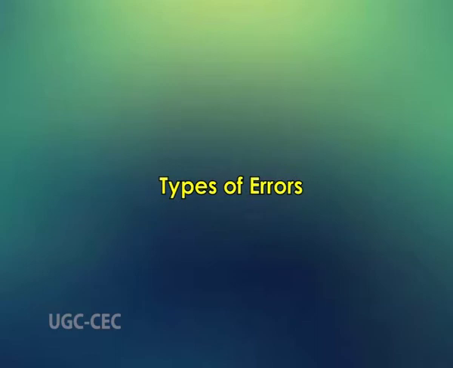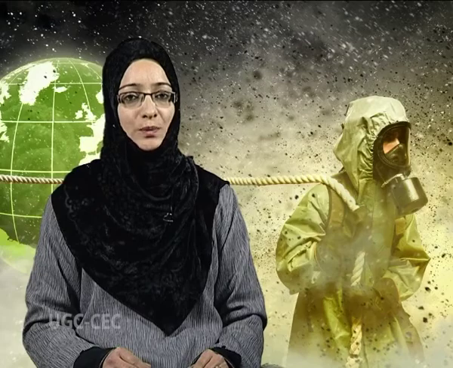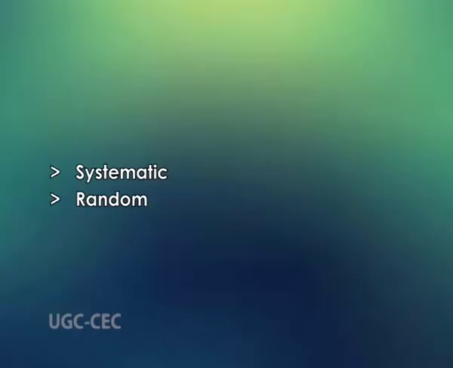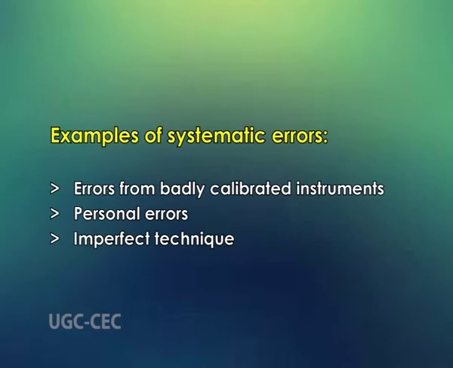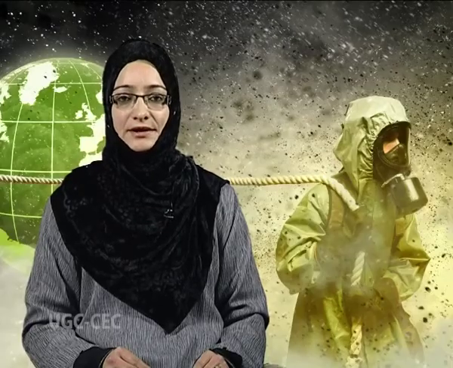Now, coming to the types of errors. There are many types of errors, but they are usually grouped into two broad categories, systematic and random. Systematic or determinate errors are those that affect all the results in the same way. Examples of systematic errors are: first, errors from badly calibrated instruments; second, personal errors, that is, algebraic wrong readings, etc.; third is imperfect technique.